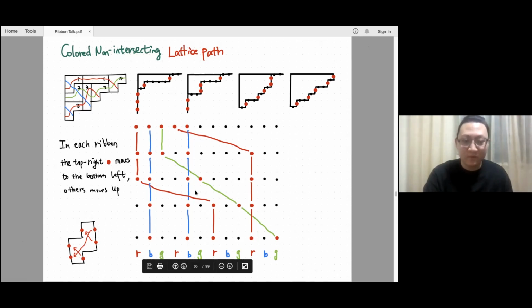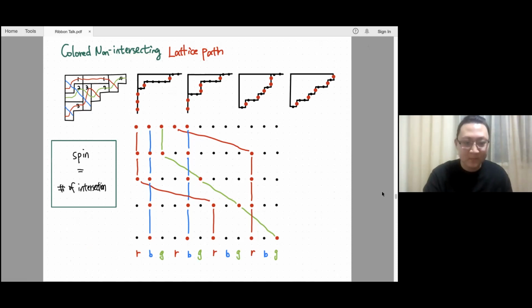And moreover, the spin in the ribbon tableau is just the number of intersections in this lattice path, which is not, I guess, very obvious, but once you stare at it for a moment, you believe that it is true.